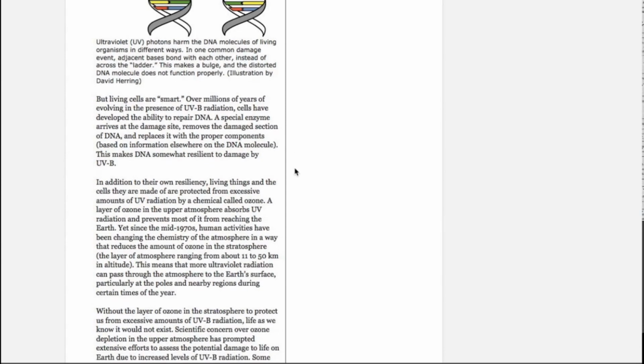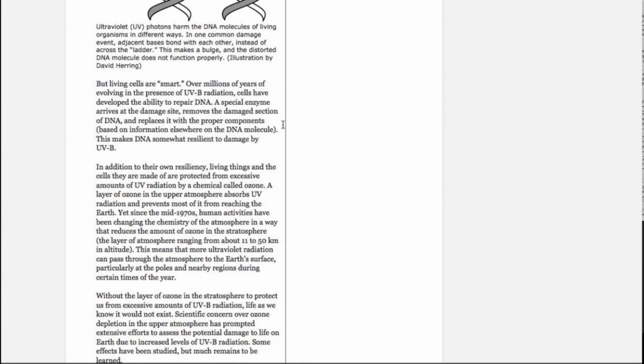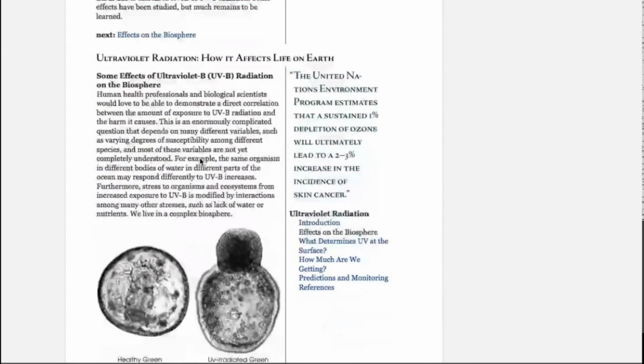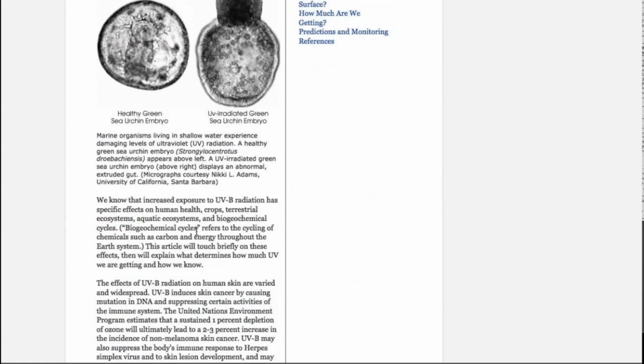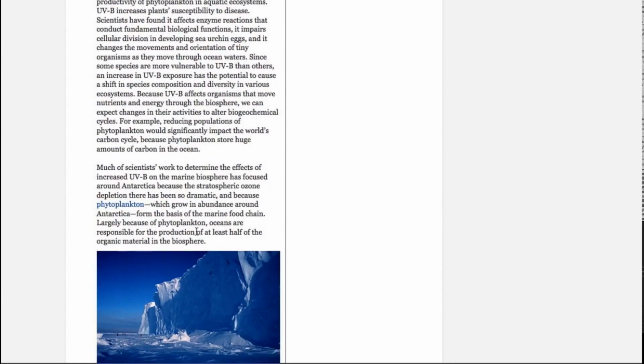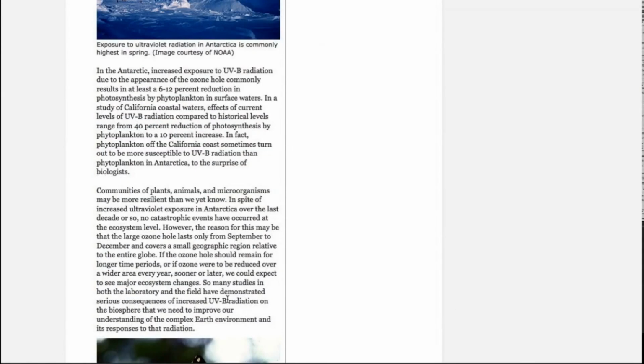In this article, they're just saying, oh, it's harmful and so forth. Living cells are smart. Over millions of years evolving in the presence of UVB radiation, cells have developed the ability to repair DNA. A special enzyme arrives at the damaged site, removes the damaged section of DNA, and replaces it with the proper components. Yeah, so they are not talking much about UVC at all. It's just sort of a forgotten part.